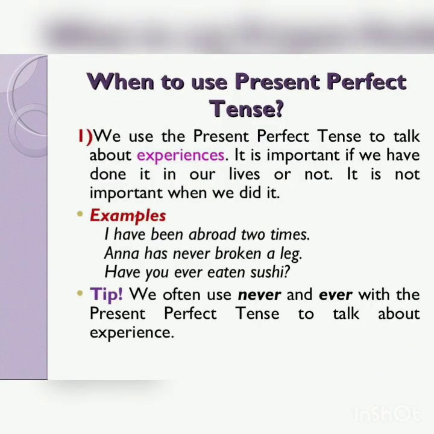When to use present perfect tense? First, we use the present perfect tense to talk about experience. It is important if you have done it in our lives or not. It is not important when we did it. For example, I have been abroad 2 times. Anna has never broken a leg. Have you ever eaten sushi? Tips. We often use never and ever with the present perfect tense to talk about experience.